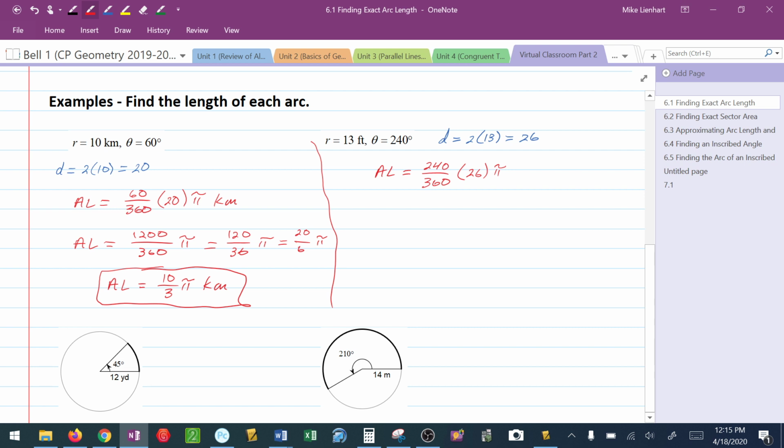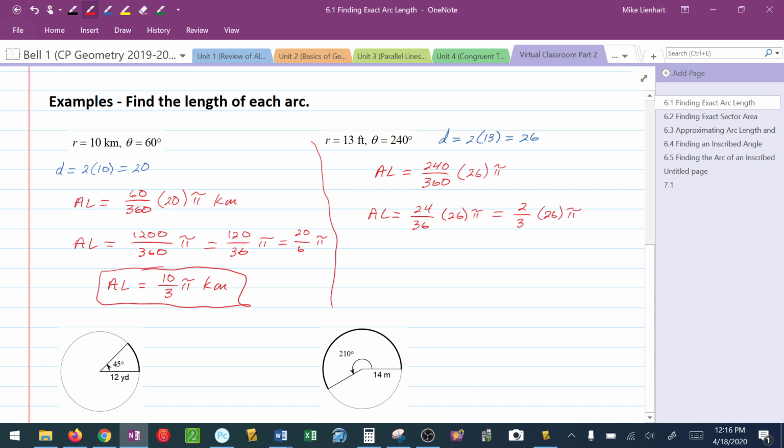I'm going to simplify that 240 over 360 first. I can do that. Okay, so I know that my arc length, let's see, I'm going to make this 24 out of 36. All right, times 26 pi. And let's see, 24 over 36. I know that 6 goes into both of them. How about 12? So let's see, that would break down to 2 thirds times 26 pi.